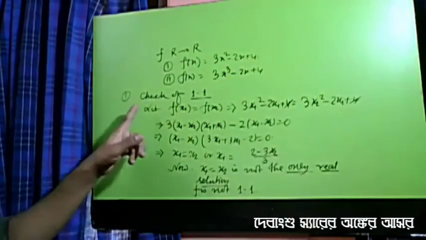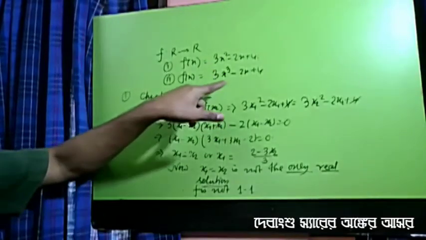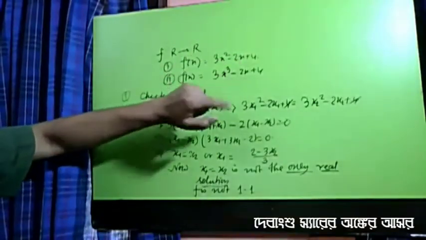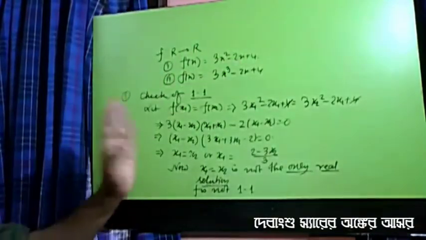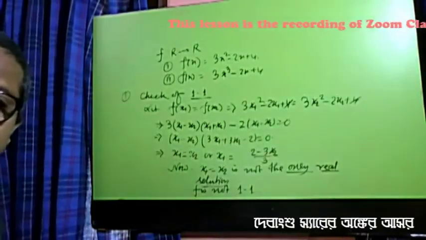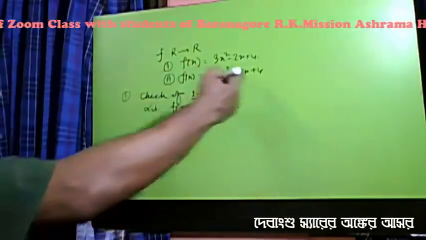Now I will check the one-one property, that is the injective property, of the second. After that I will check the surjective property of these two. Surjective property. Okay? Now see the second sum.